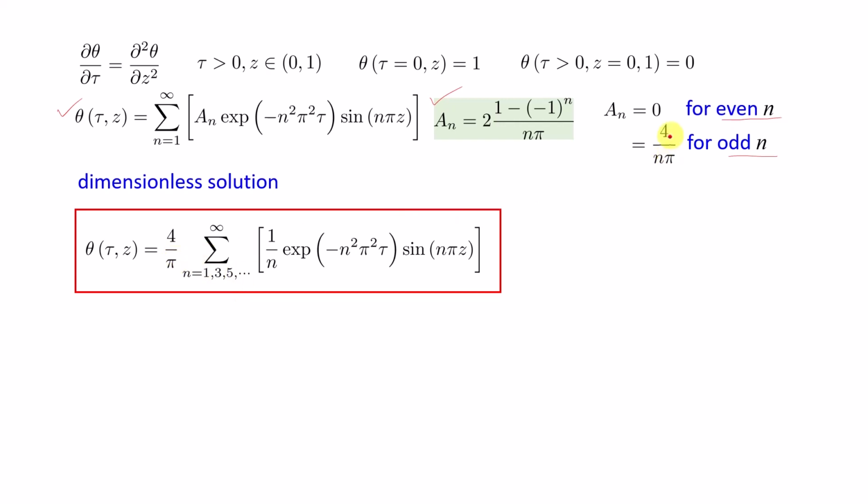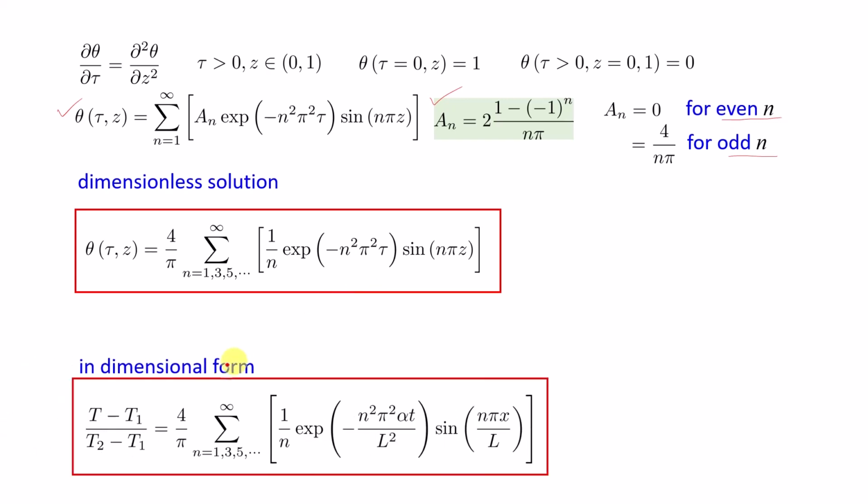That is 4 by pi. This 4 by pi is coming out, and this 4 by n pi is my a_n. So 4 by pi is there, 1 by n should be there because we are summing over n. This exponential term is here, sine n pi z is here. So now we have the solution. It looks pretty complicated, but this is a solution in infinite series. This is not a closed form, but we can truncate the series after some term and we'll get a reasonable solution. This is of course the dimensionless form.